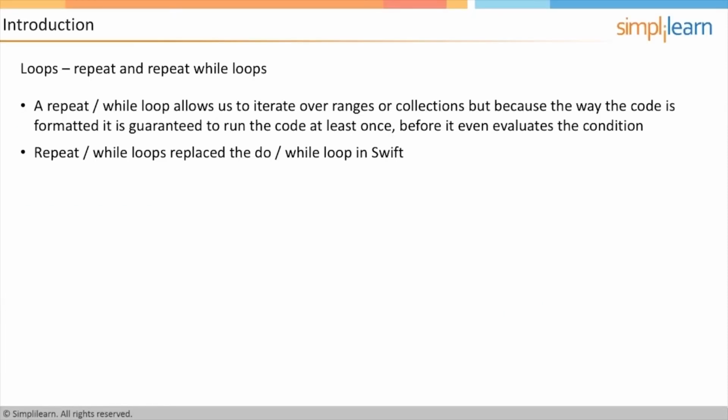A repeat while loop allows us to iterate over ranges or collections, but because of the way the code is formatted, it's guaranteed to run the code at least once before it even evaluates the condition. So that is a repeat while loop. A standard while loop will run the code and evaluate the condition at the same time. And repeat while loops replace the do while loop syntax in Swift. So let's take a closer look at these loops.